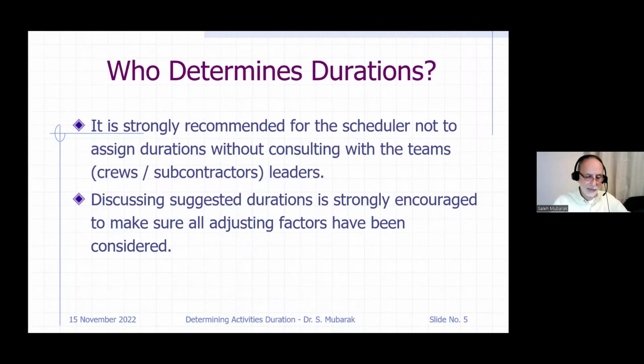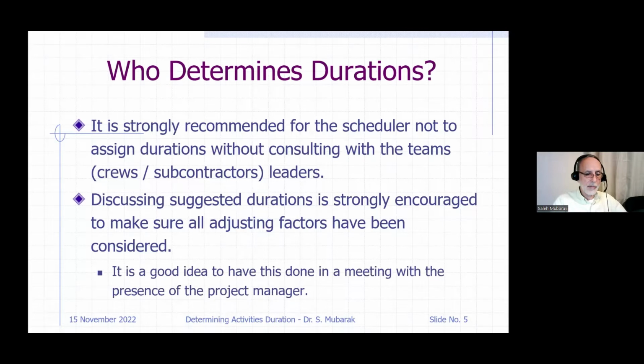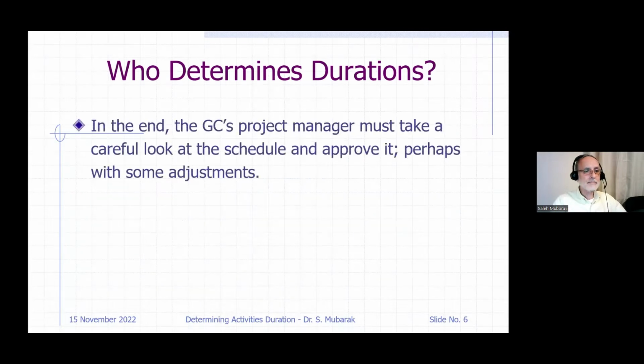Oh, you can do this in 4 days. And they said, no, we can't. They have to buy in. All right. In the end, the general contractor's project manager must take a careful look at the schedule and approve it, perhaps with some adjustments. Sometimes he doesn't like this and so on. And that's why I said it takes a couple of cycles and fine tuning until it's approved and accepted by everyone.